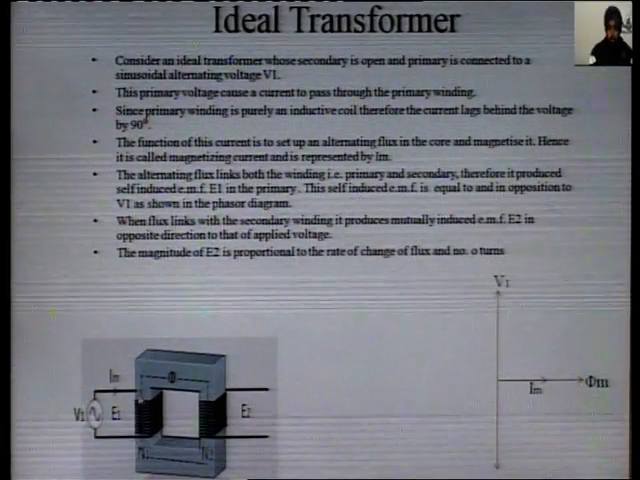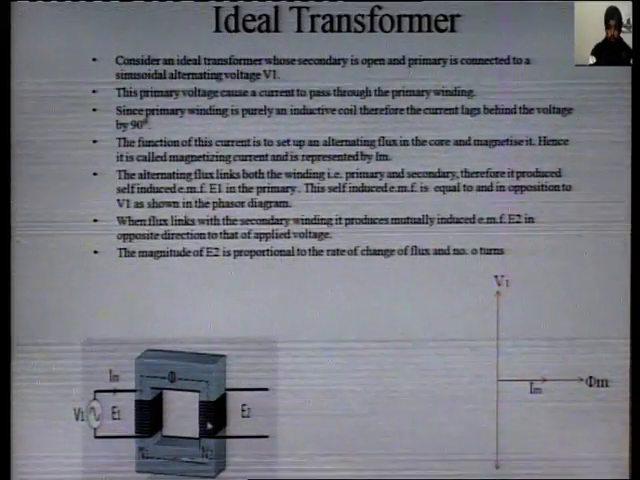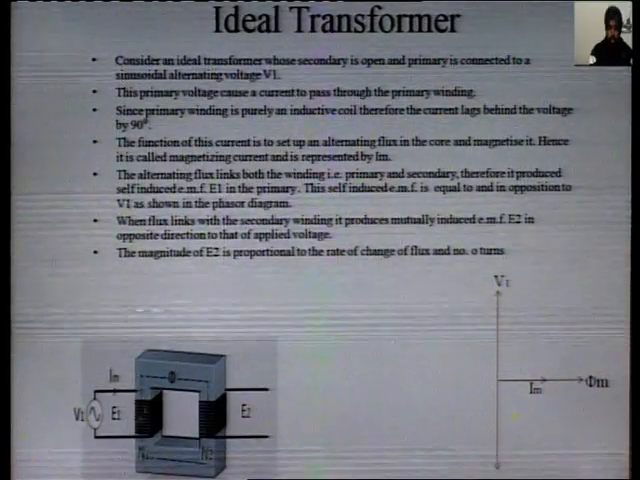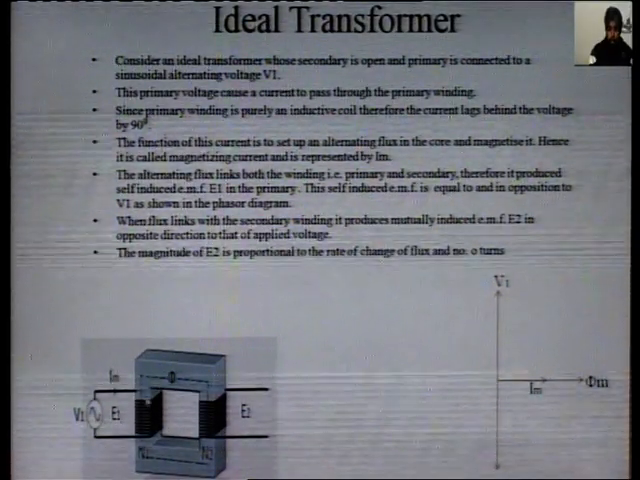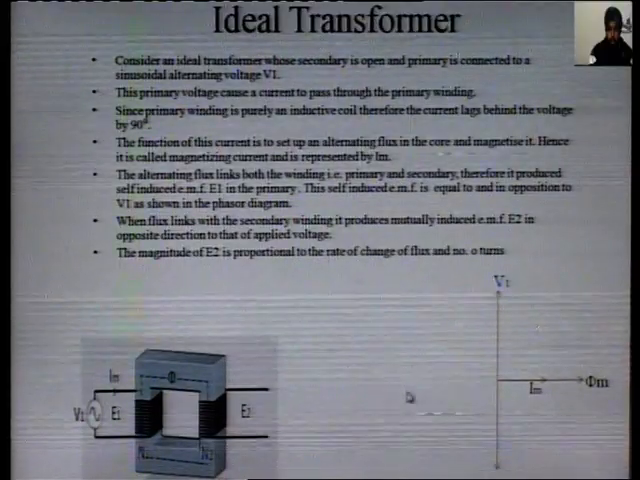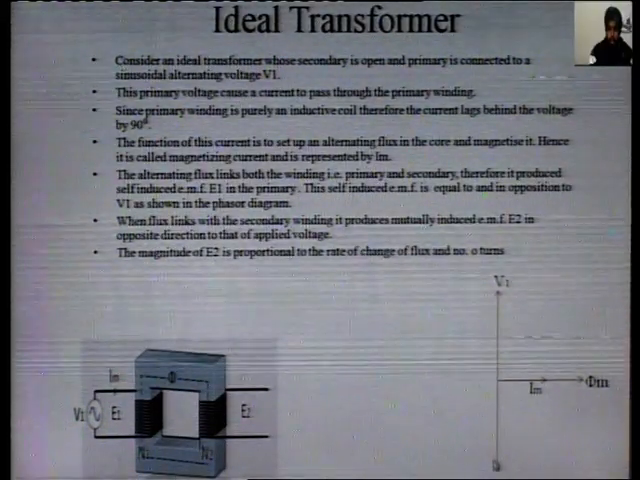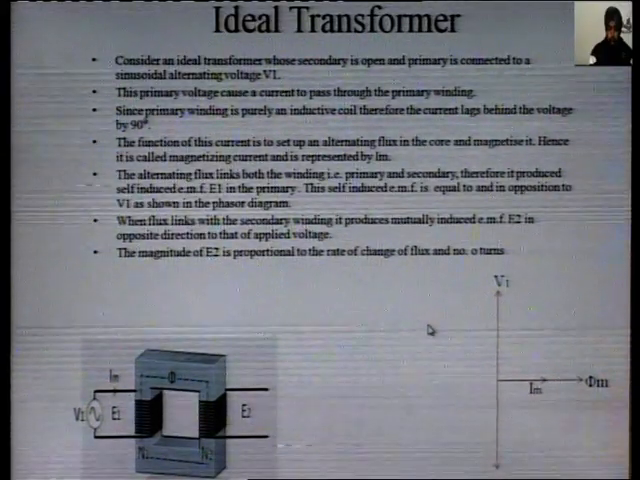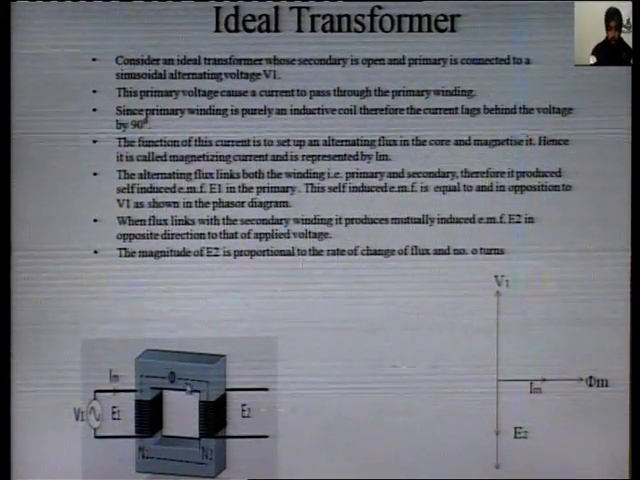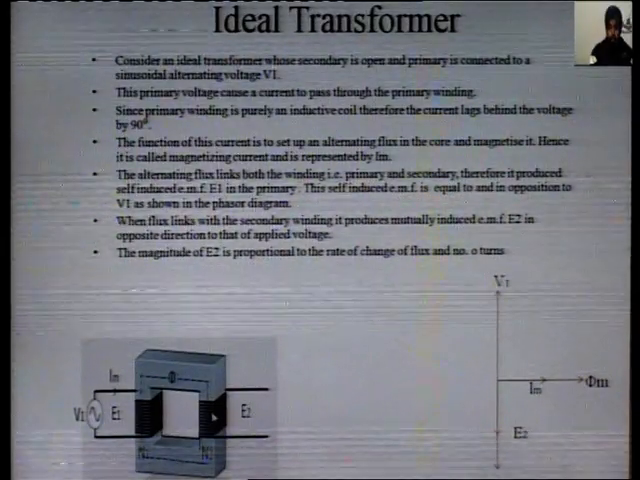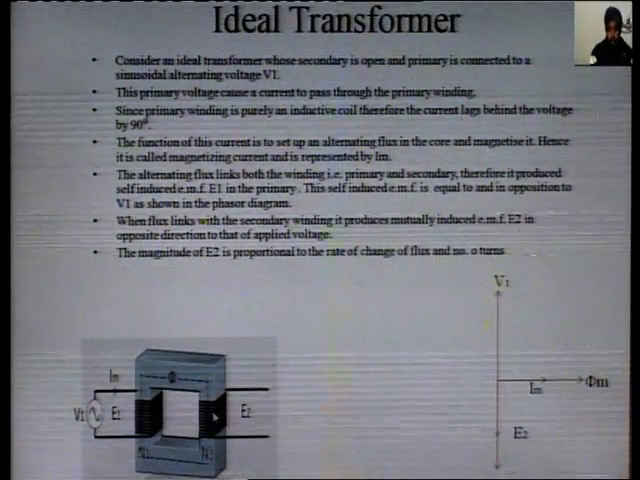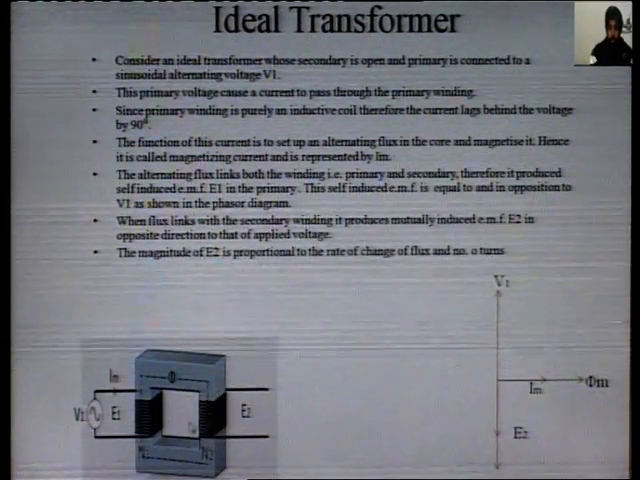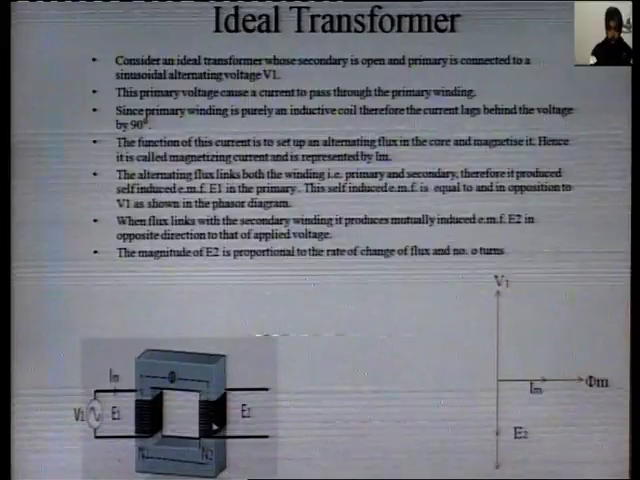the flux linking with the coil links with both primary and secondary winding. The flux linked with the primary winding produces an EMF in the primary winding, which is E1, and the magnitude of E1 is equal and opposite to the voltage V1. And this flux when links with the secondary winding produces another EMF, that is E2, and the magnitude of E2 depends upon the number of turns on the secondary side.